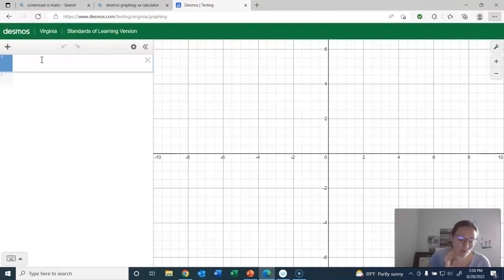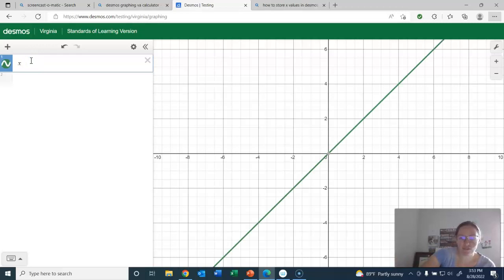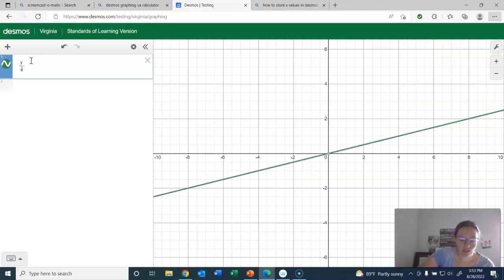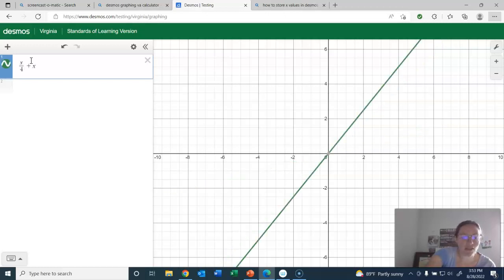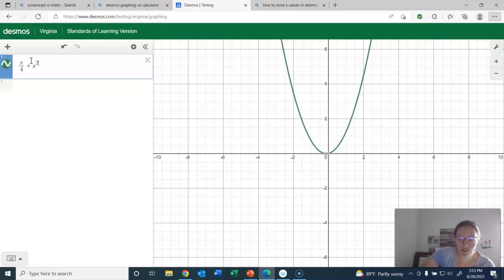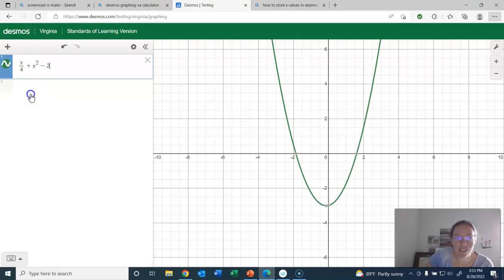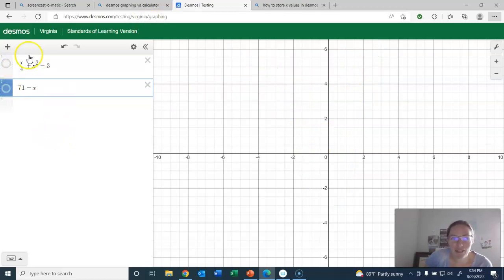So our problem was, let's see. All right, so we'll just put each of our functions over here. I call them functions. x divided by 4 plus x squared minus 3. That's the left-hand side. And then here's the right-hand side. Now it is graphing. That's okay. You can turn the graphs off if you want, if it's kind of bugging you.